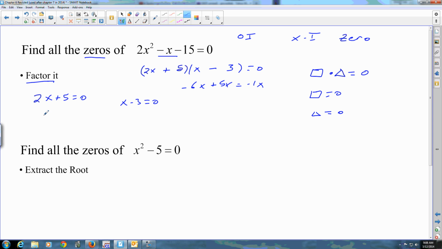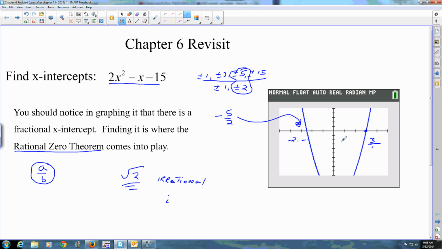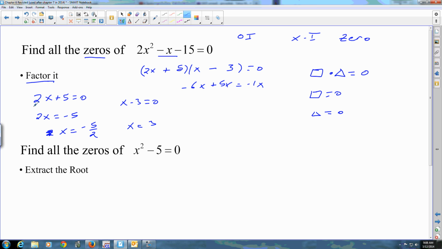So subtract the 5, divide by 2. X is equal to negative 5 halves. Add the 3, x is equal to 3. And if we could just hop back to the screen, no doubt, negative 2.5 and 3. It worked. So instead of doing the rational zero theorem, which worked, you factored it and used the zero product property to set each factor equal to 0, and you found the zeros.